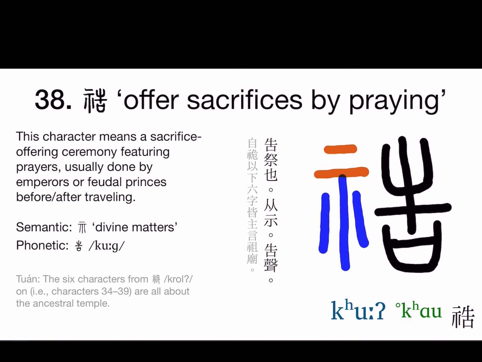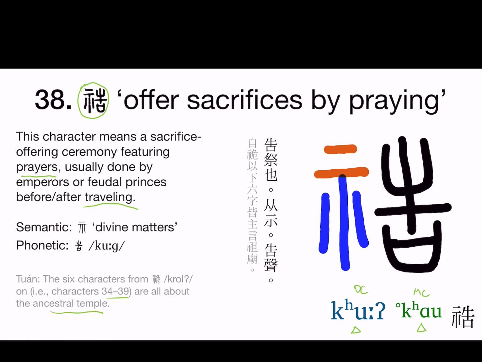Character 38. This character looks like this. It is pronounced ku in Old Chinese and kao in Middle Chinese. This character means a sacrifice offering ceremony that features prayers, usually done by emperors or feudal princes before or after traveling. So it is, again, a specific type of sacrifice offering ceremony. And according to our commentator Tuán, all the 6 characters numbered 34 through 39 are about the ancestral temple.